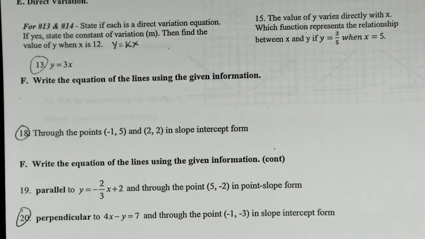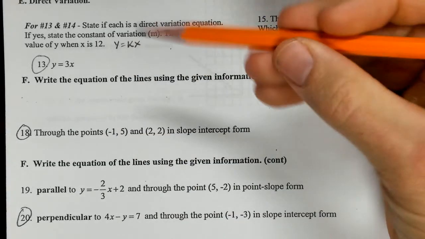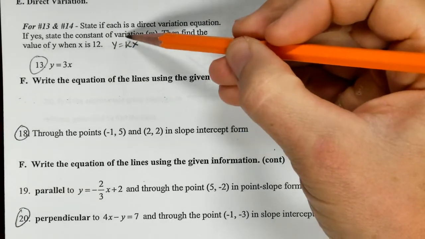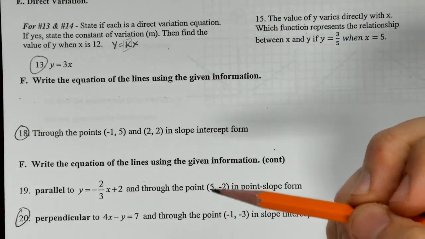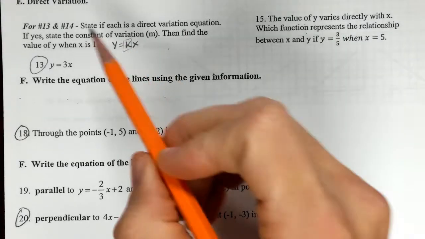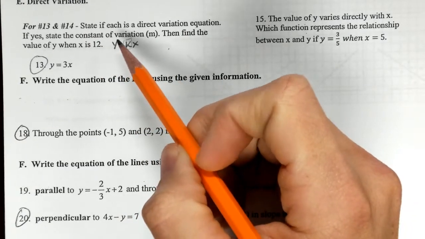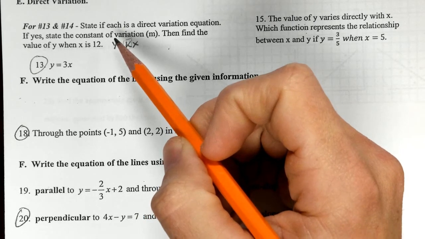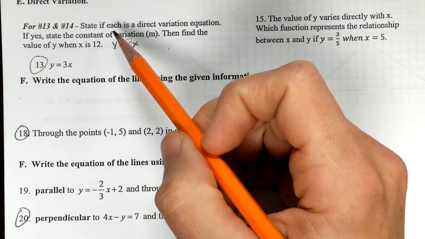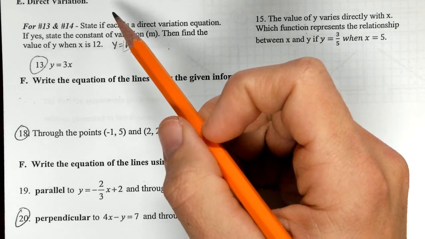All right, so again, direct variation, y equals k times x. K is the degree of variation. Now, notice this is in y equals form. Another thing that we know that is y equals is slope-intercept form.